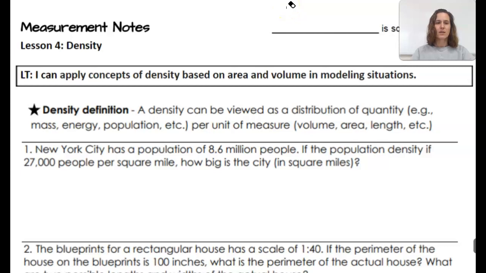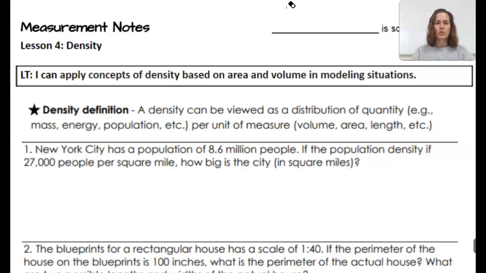Let's take a look at density. We're going to be able to apply concepts of density based on area and volume in modeling situations. The definition can be viewed as the distribution of quantity, such as mass, energy, population, per unit of measurement, such as volume, area, and length.